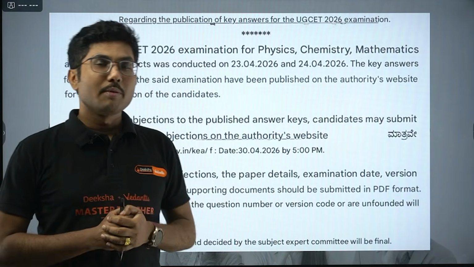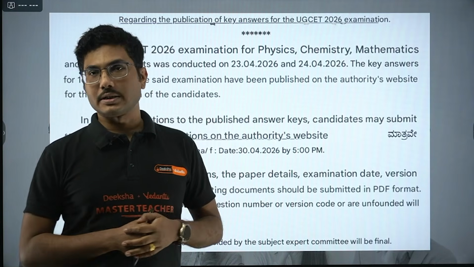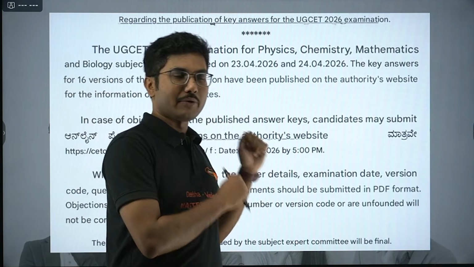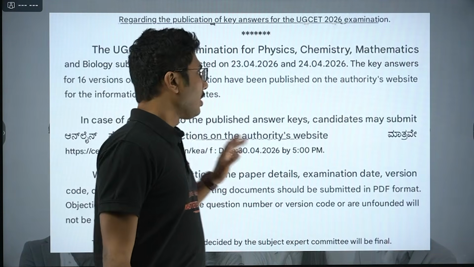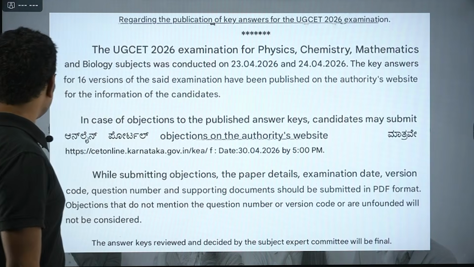Suppose your paper was A2, so you have to mention A2 in the paper code link, and then which question. Suppose you feel question number 25 is wrong. So you have to go to the website and log in. Now how to log in, that I will explain.